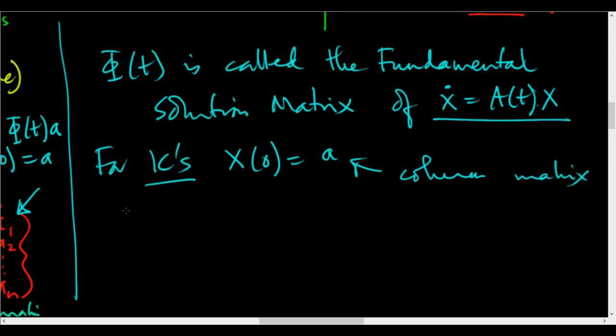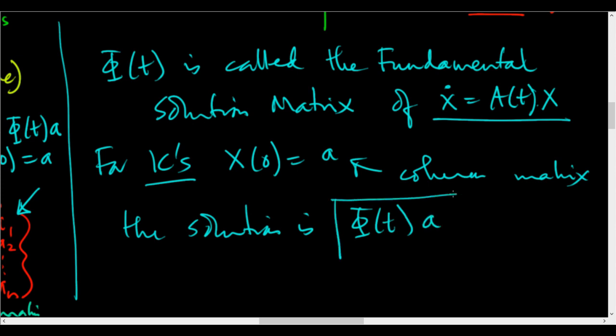the solution is phi of t times a. It satisfies the differential equation, it matches the initial condition, the A of t is bounded, so it satisfies the Lipschitz conditions, the solution is unique, so that's the solution. There is no further discussion. Okay, this is true even if A is not periodic.